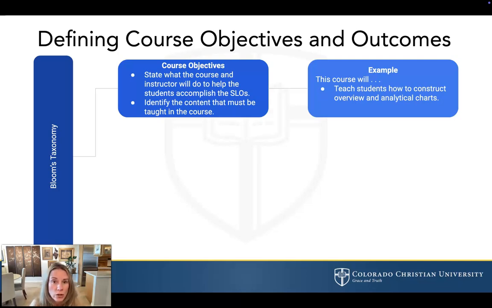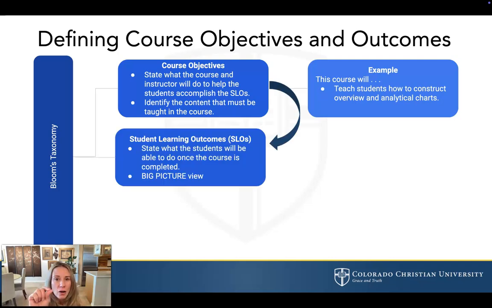Now, there will be more than one of these. There's not going to be 20, because we're really trying to narrow down at the end of the day what is the crucial knowledge and skills that the student must walk away with from this course in particular. And then out of course objectives flow the student learning outcomes, or SLOs for short.